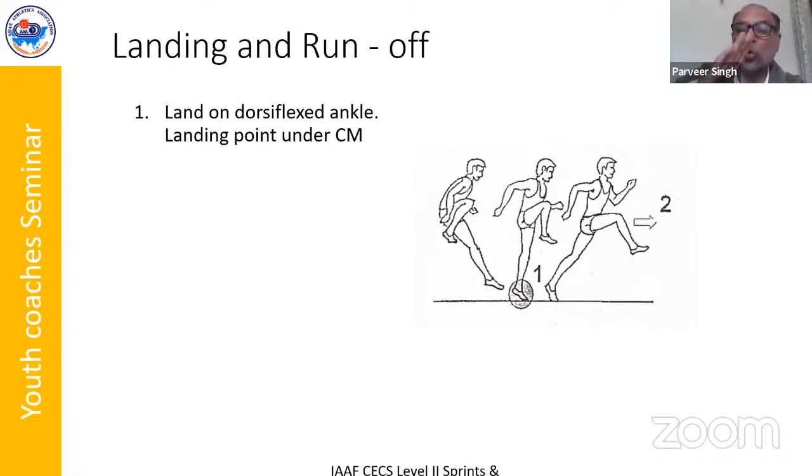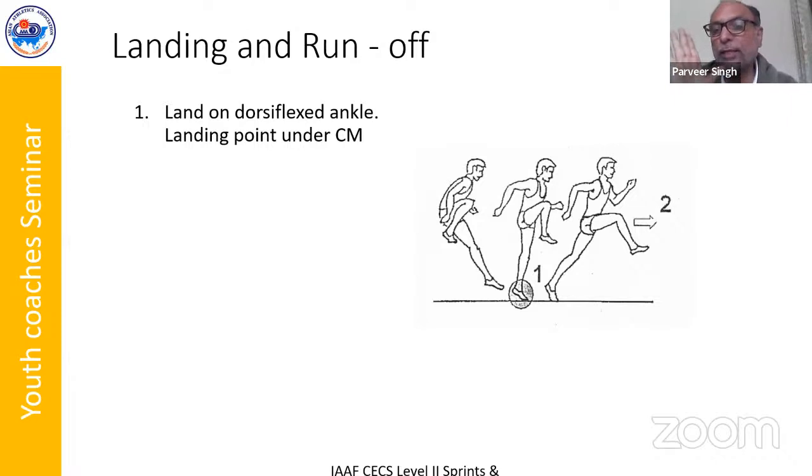Dorsiflexed means when your toe is up, your ankle is up. So your ankle is flexed actually. The toe is close to the shin bone. So why do we make dorsiflexion? When it is a dorsiflexion, that causes your whole calf muscle to stretch, to lengthen at the full range.